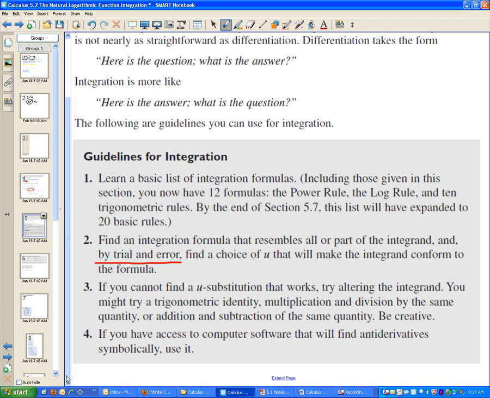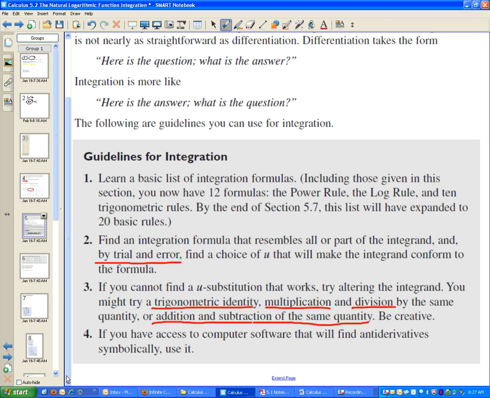Okay? If you cannot find a u substitution that works, that's when you try rewriting the integrand. All right, and there's all different ways you can do it. If it's trig functions involved, try trig identity. Try multiplication, try division. This is a cool one. Addition and subtraction of the same quantity. Okay, wonder what that means. And then number 4 means cheat if all else fails.